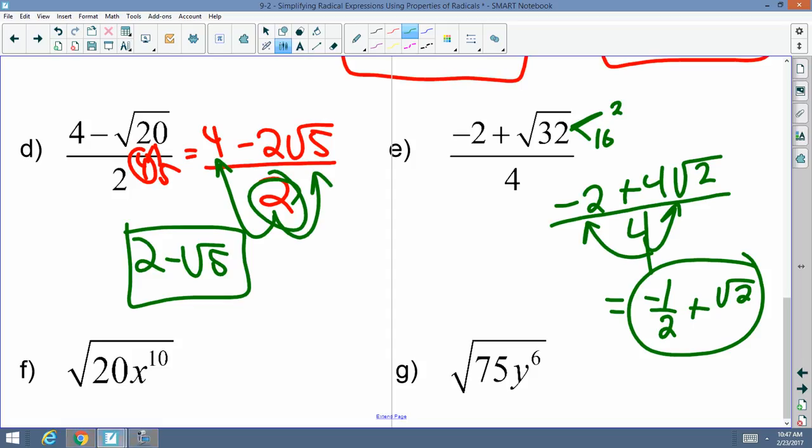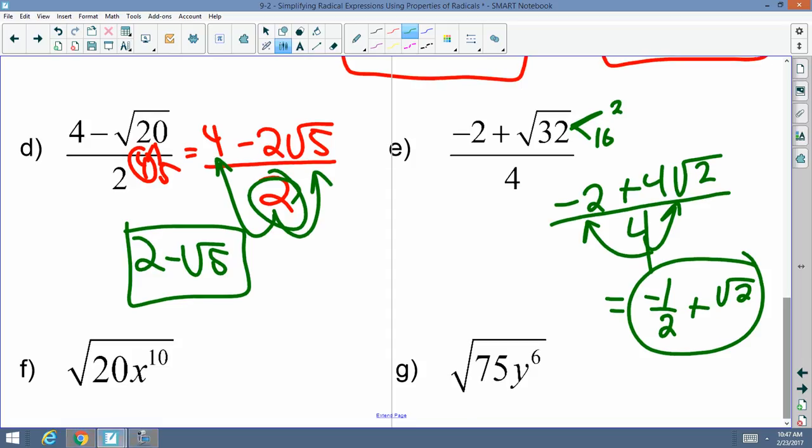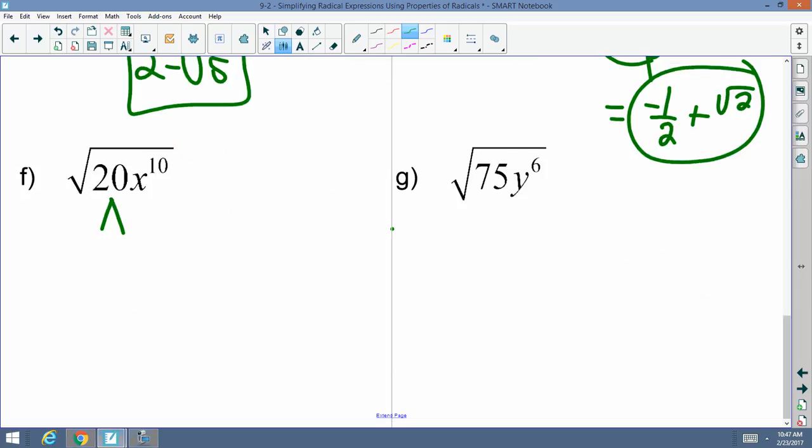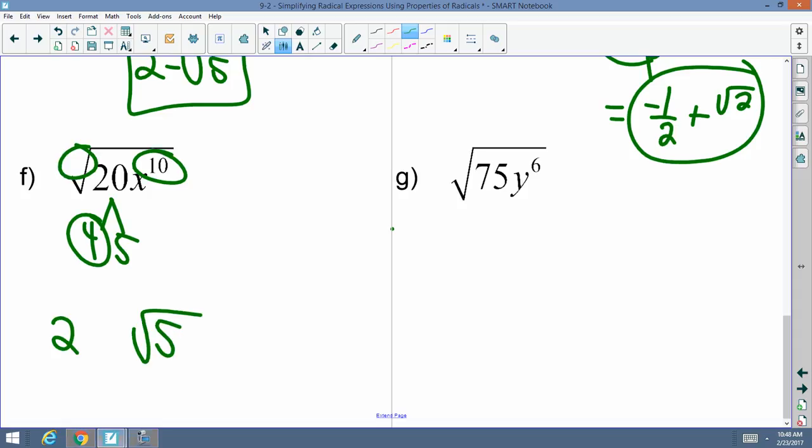Okay. Next, I got the square root of 20 x to the 10th. Okay. 20 breaks up into 4 times 5. What's the square root of 4? So I got a 2 with a square root of 5 left over. How many times does 2 go into 10? So that's x to the 5th, but it's got to be an absolute value. Why? Because I took an odd exponent of 5 out of an even radical, which is 2.